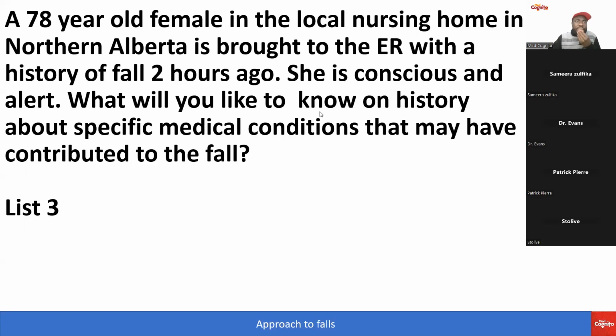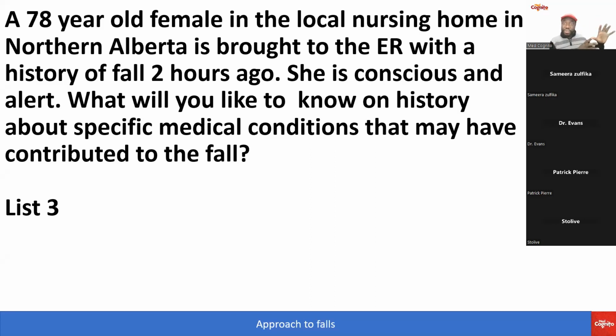Okay, good. Now, please, the doctor who read it for us, can you please take this one as well for us? A 78-year-old female in the local nursing home in northern Alberta is brought to the ER with a history of fall 2 hours ago. She's conscious and alert. What would you like to know on history about specific medical conditions that may have contributed to the fall? Beautiful. So you realize that it's the same preamble, and at times in a CDM, that's what you should expect, right? The same preamble, and then questions may come underneath. So that's what I'm giving you.